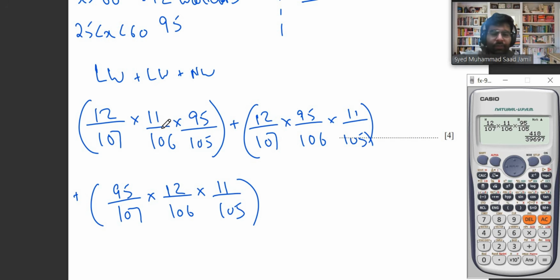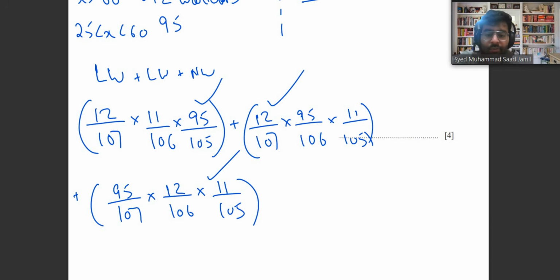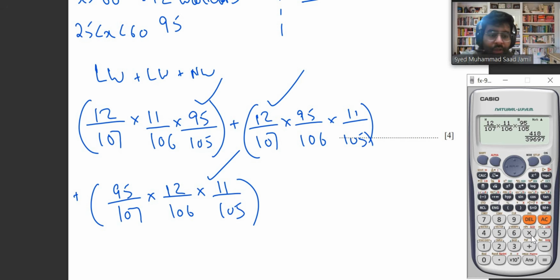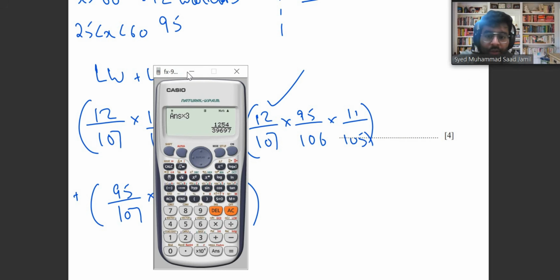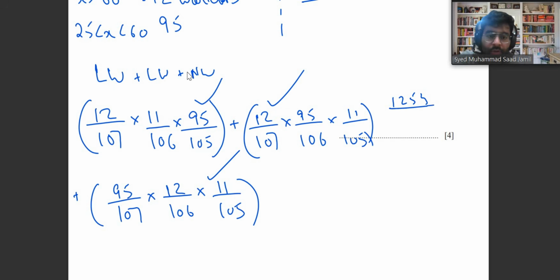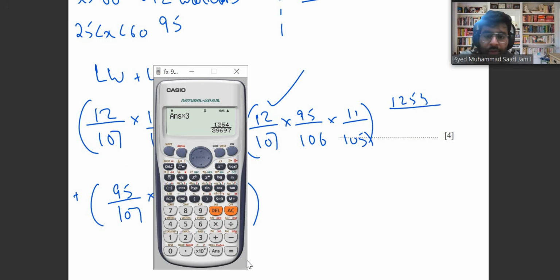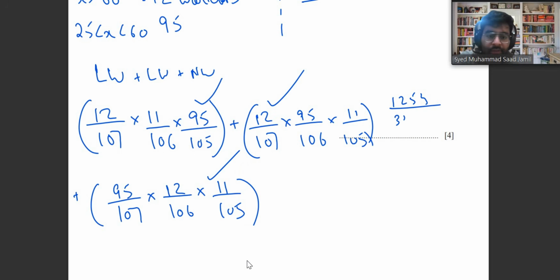If you look at it, you will understand that all of these are actually the same numbers. We are doing it 3 times because there are 3 different combinations. So I will multiply this with 3. It becomes 1254 upon 39697. So this will be your answer. You will write 1254 upon 39697. So that's how you have to solve this question.